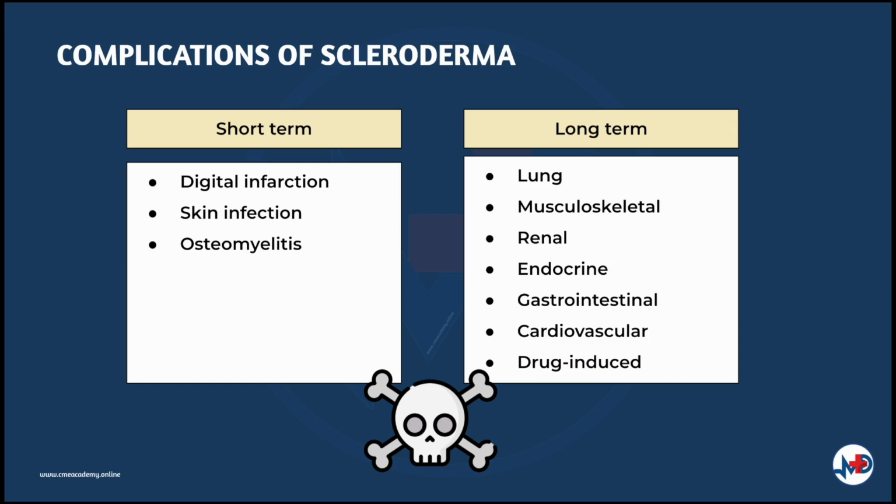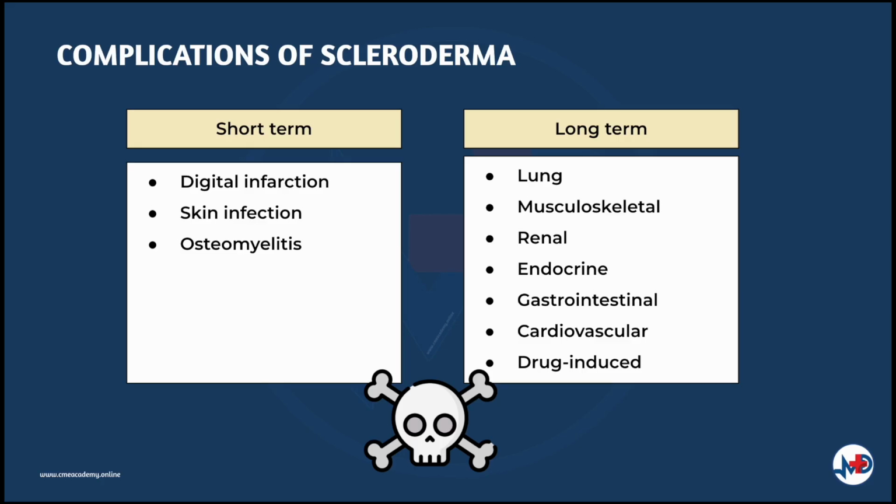Since scleroderma is a systemic disease, the long-term complications may involve most of the important systems. Respiratory complications include interstitial lung disease, pulmonary hypertension, and aspiration pneumonia. Musculoskeletal complications include myositis, and renal complications include renal crisis and renal failure. Hypothyroidism, particularly Hashimoto's, and Sjögren's syndrome are endocrine-related complications. GI complications include malabsorption, esophageal stricture, and Barrett's esophagus, while cardiovascular complications are arrhythmias, cardiomegaly, and heart failure.